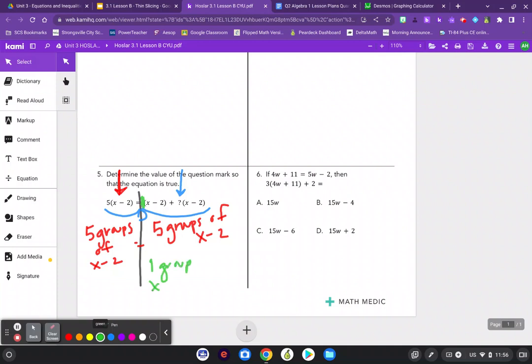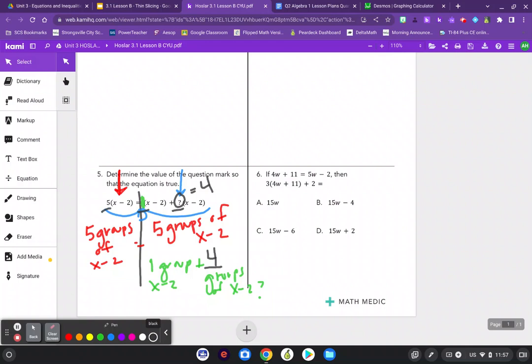of x minus 2 plus how many more groups would I need so that this stays balanced? Well, I would need 4 more groups in order for this to stay balanced. And so this question mark must equal 4. Right? If I have 1 plus 4, that would give me 5 groups of x minus 2, and so my question mark would be 4.